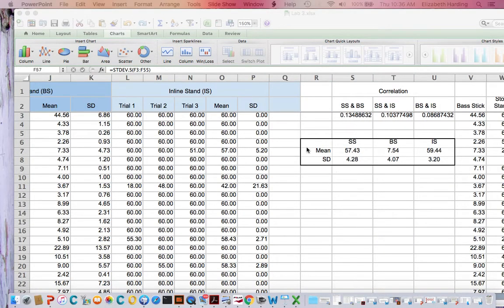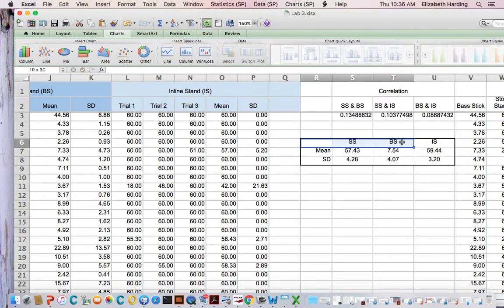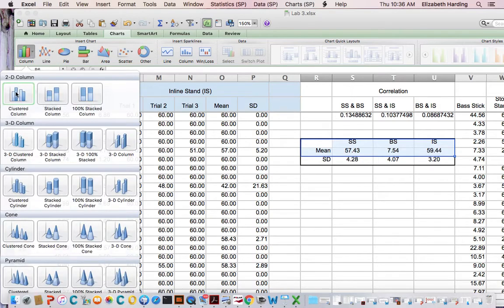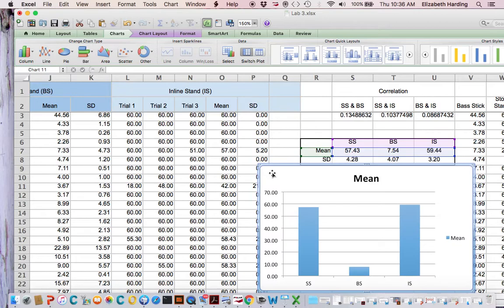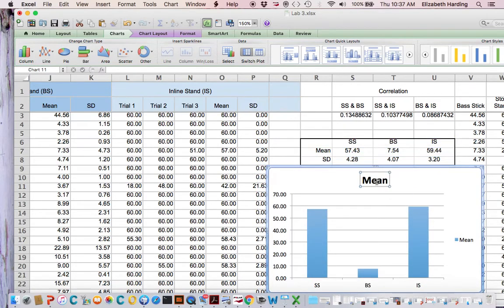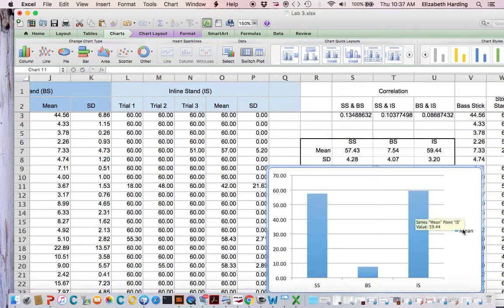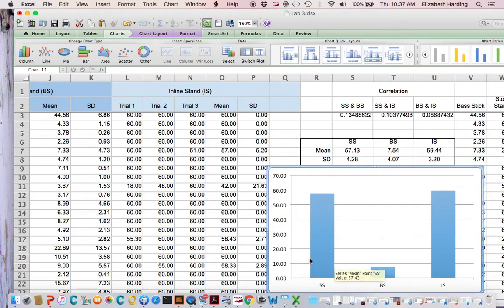So I'm already set up to do that. I'm just going to select my headers here as well as my mean data and go to column, and there we go. Okay, done. So a few things to clean this up. Always get rid of that title. It's hideous. The legend, we don't need it. We already know what's going on.